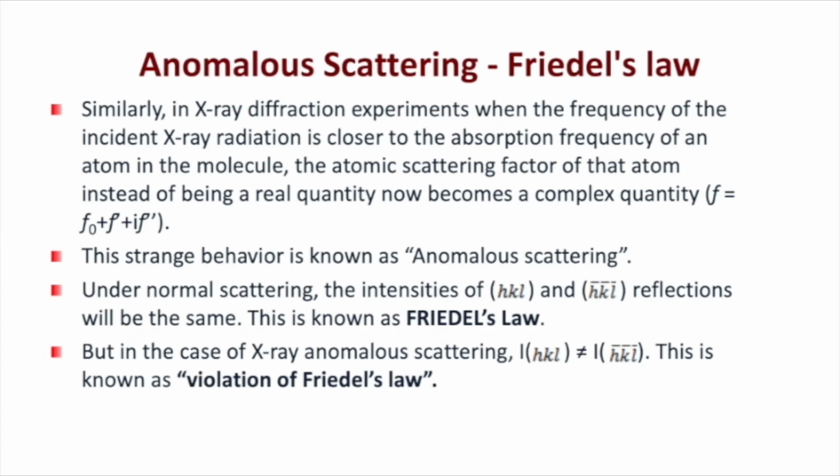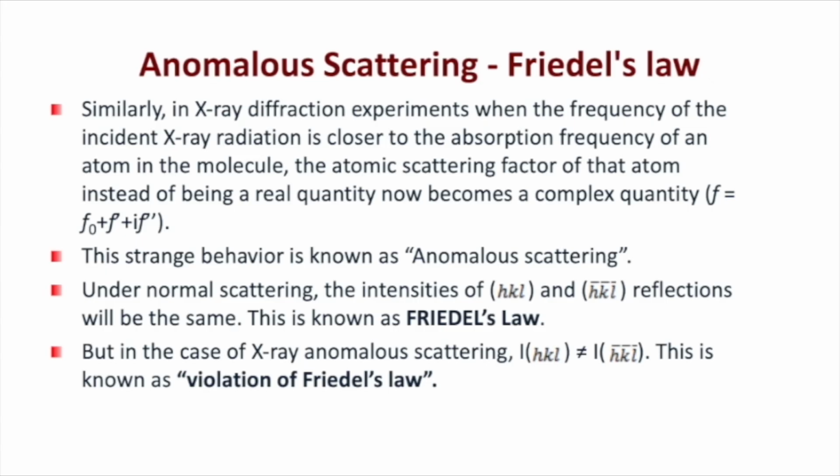Already you learned that under normal conditions of scattering, the intensity of the HKL reflection and the intensity of the minus H minus K minus L, or H bar K bar L bar, reflection will be the same. This is known as Friedel's law. But in the presence of anomalous scattering, the intensity of HKL is not equal to the intensity of H bar K bar L bar. We will give you the mathematical proof and also a graphical proof.